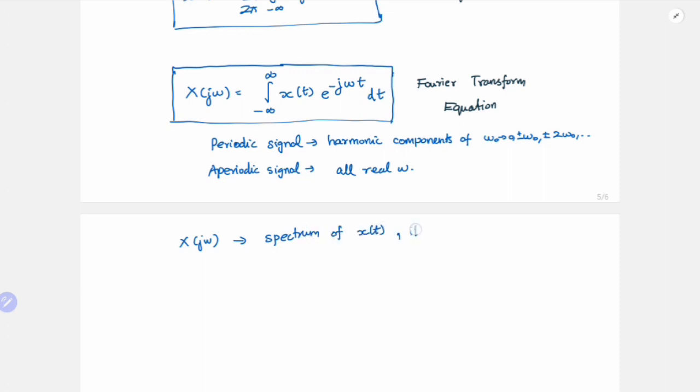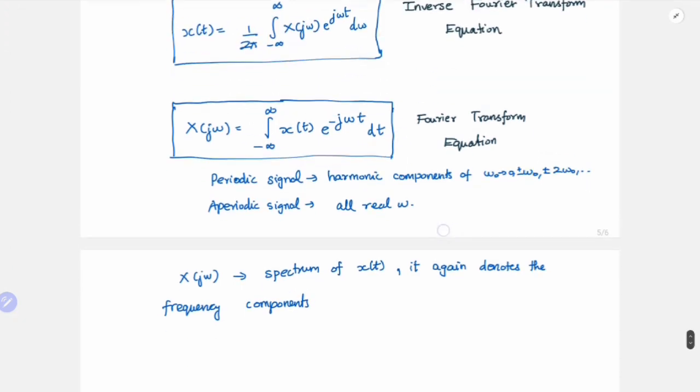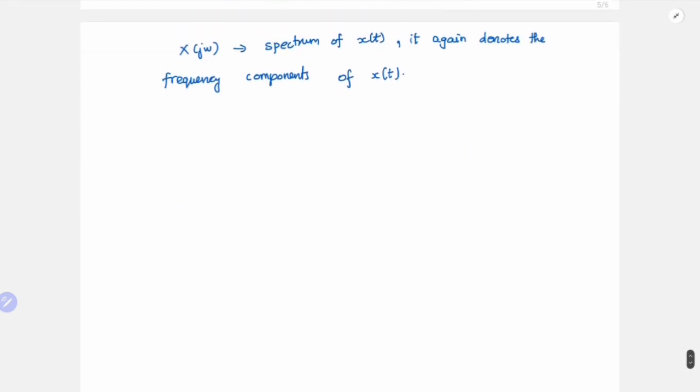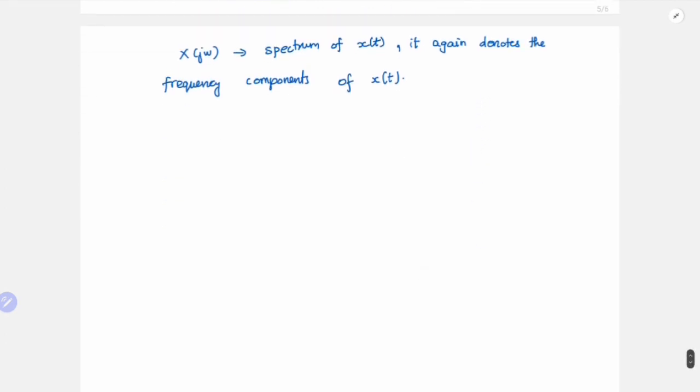Why? Because it again denotes the frequency components, the e power j omega t components of x of t. So it is called the spectrum. So once we call it a spectrum, we can have the magnitude spectrum and the phase spectrum.